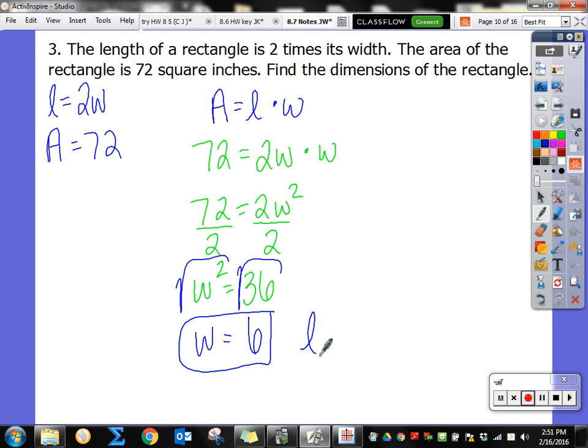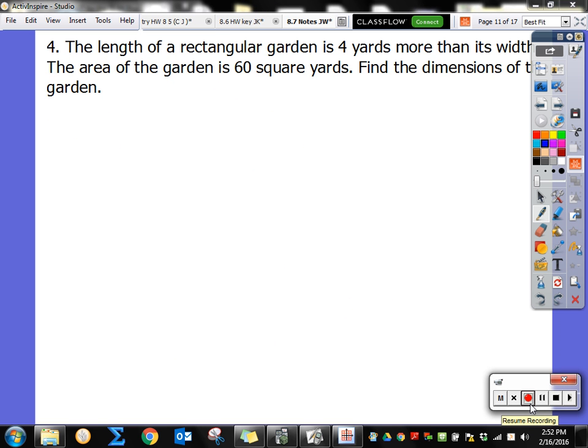Then how do we get the length? Plug it in right there. So 2 times 6, the length is 12. So that's the last one we're going to do for today.